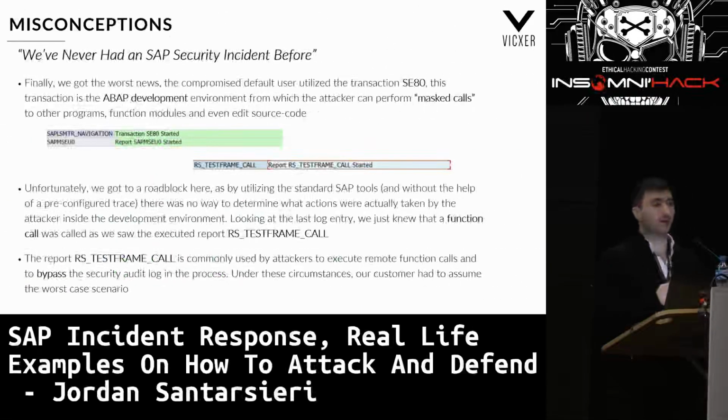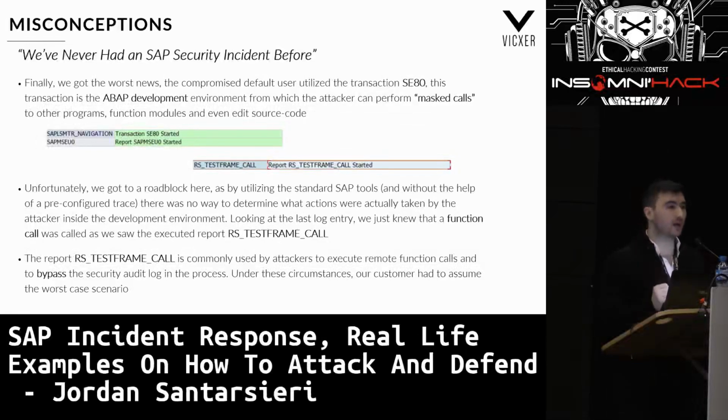Unfortunately, after someone was able to log into the SAP system using this default and very powerful user, we see that this user uses the transaction SE80. This is bad news because SE80 is the ABAP development workbench. It's the IDE that the developers use to code ABAP. From there, you can call programs, function calls, you can edit the source code, you can do a lot of damage over there.